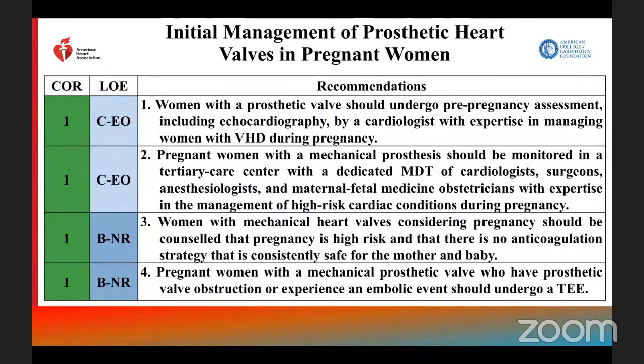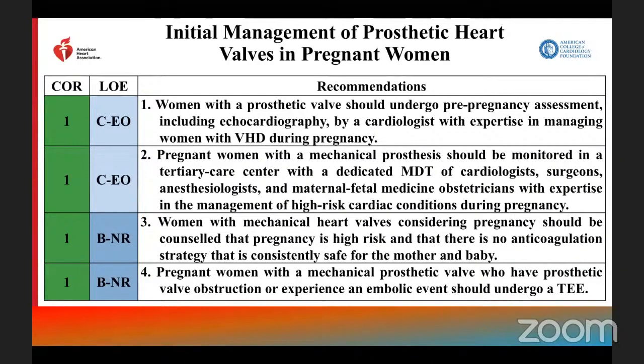For management of prosthetic heart valves in pregnant women, women with a prosthetic valve should undergo pre-pregnancy assessment, including echo by a cardiologist with expertise in managing women with valvular heart disease during pregnancy. It's class 1. Pregnant women with a mechanical prosthesis should be monitored in a tertiary care center with a dedicated multidisciplinary team of a cardiologist, surgeons, anesthesiologists, and maternal fetal medicine obstetricians with expertise in the management of high-risk cardiac conditions during pregnancy. It's a class 1.